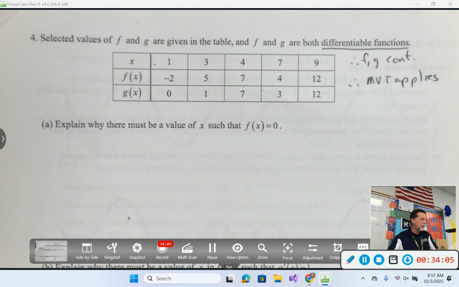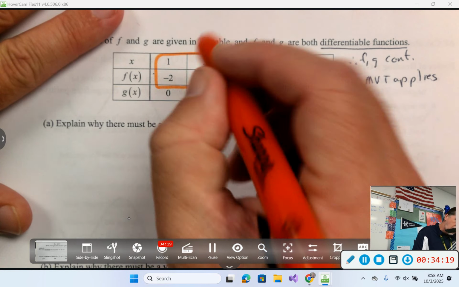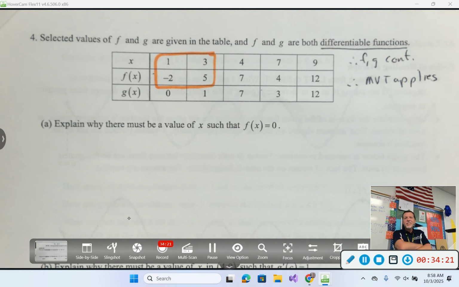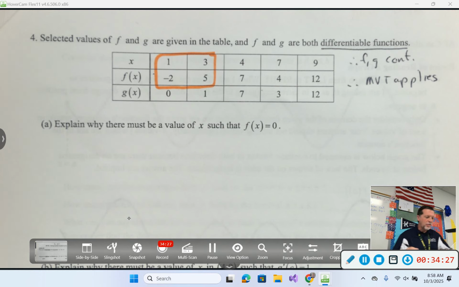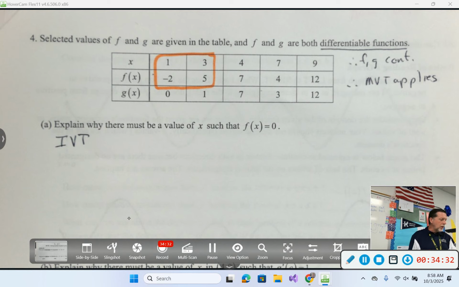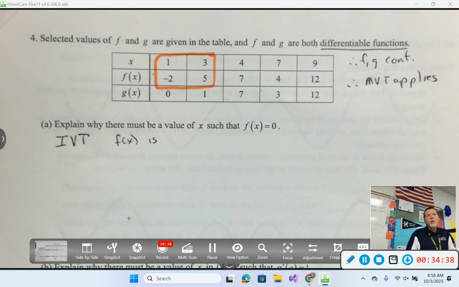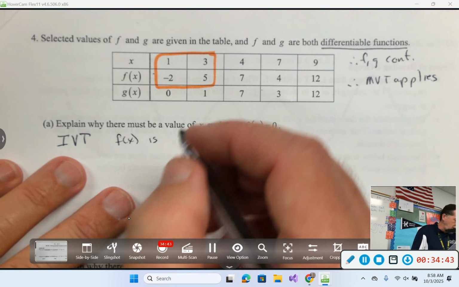So where are we looking? How are we going to know where f of x might be 0? You see where that might happen, Emma? Between 1 and 3? This is an MVT though. This is IVT. This is a throwback question. This is an intermediate value theorem. For that one, we only need f of x to be continuous, because there's not slopes involved with IVT, so we're not worried about differentiation. We're only worried about continuity.